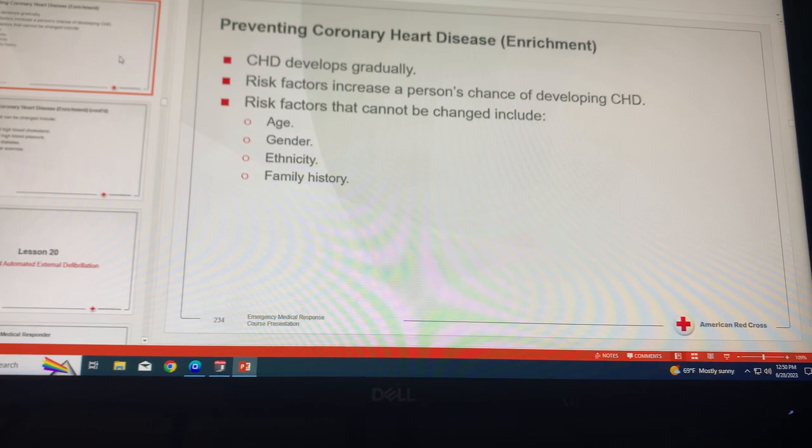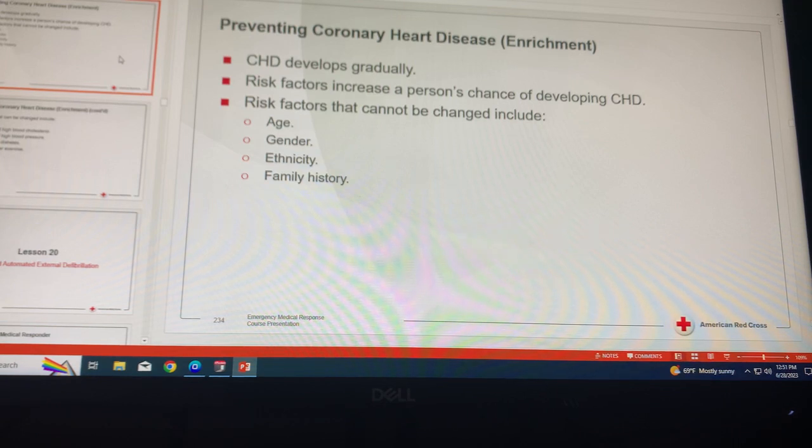Okay, so these are the steps you take when trying to prevent coronary heart disease. We already identified that prevention is the most important. Coronary heart disease develops gradually, so this is not something that develops instantly. A person can't always feel this coming on. Years of bad eating habits, years of being excessively overweight, these types of things can cause that buildup.